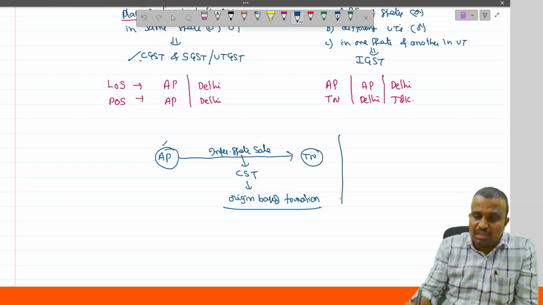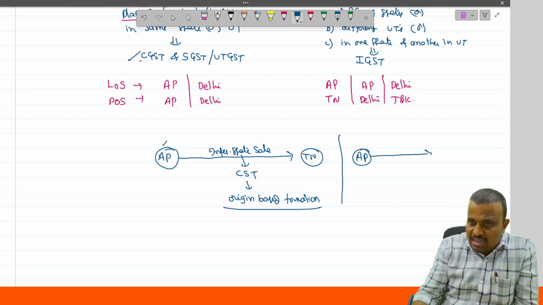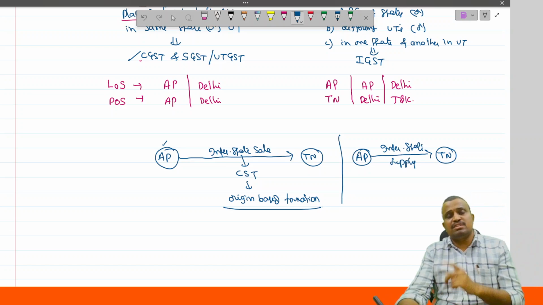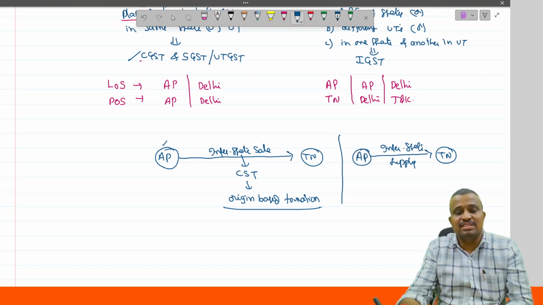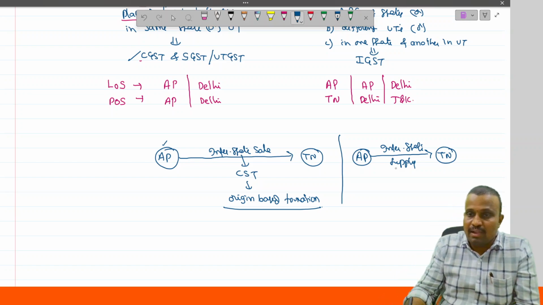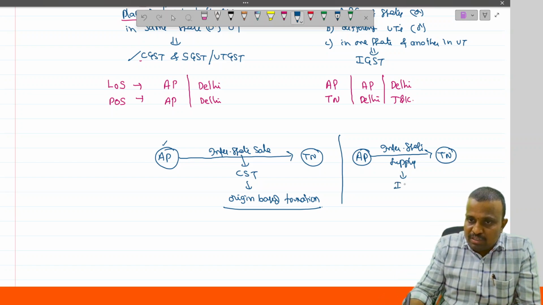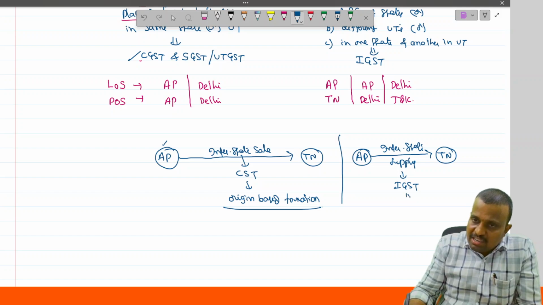But coming to the current GST, if the product is transferred from AP to Tamil Nadu, it is covered under interstate supply. As we said, the location of the supplier is in AP, but the place of supply is in Tamil Nadu. Different states are there, and it is liable for IGST. And in case of GST, they are following what? Destination based taxation.